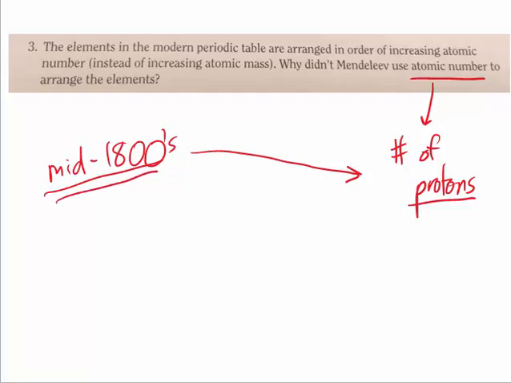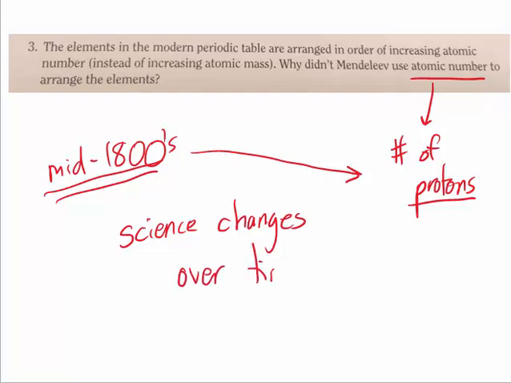So that makes you think about how science changes over time, right? What do we know about at one point, and then when we learn more, then we can provide more information for our explanations, for our arrangements of the periodic table. Time and how science changes over time is the key to answering this question.